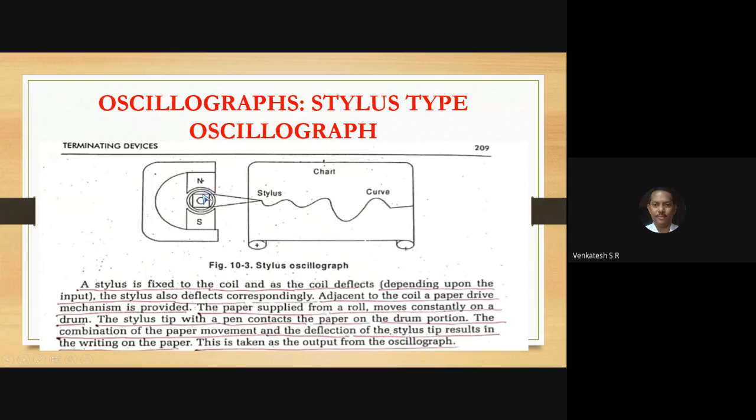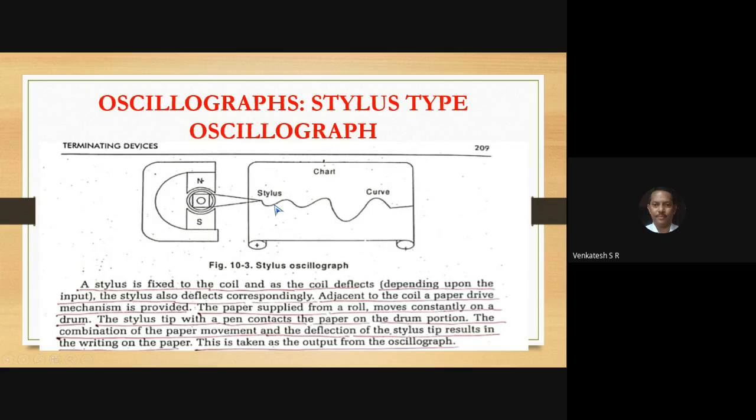In between the two magnets, there will be a coil which has the copper winding. In the center, there will be a stylus. The stylus can be used to mark the waveform on the paper. Nowadays, special papers are available. The stylus only presses the waveform or points the waveform on the paper.